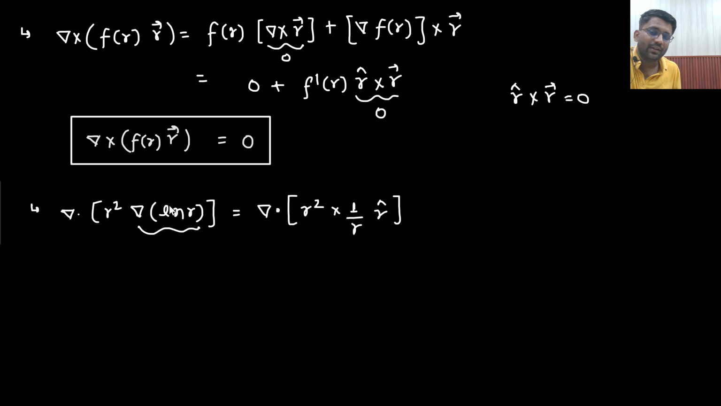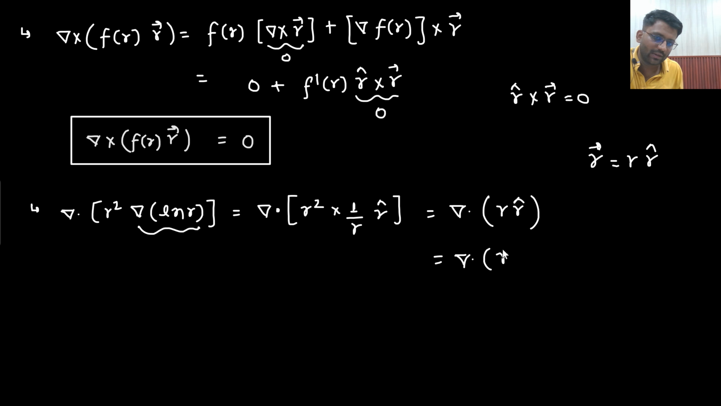So this is nothing but gradient of ln r. What is gradient of ln r? 1 by r, differentiation of this, then simply take the direction of r cap. What are you getting? This r and this r squared get cancelled out. So you are getting del dot r cap. Now what is r cap? R vector is nothing but a magnitude of r with the direction r cap. So you are getting del dot R vector. Now what is the answer of del dot R vector? That is nothing but 3. So 3 is the answer of this question.